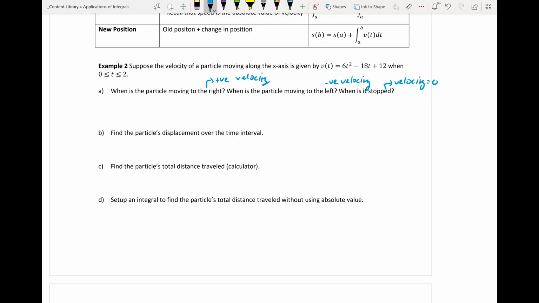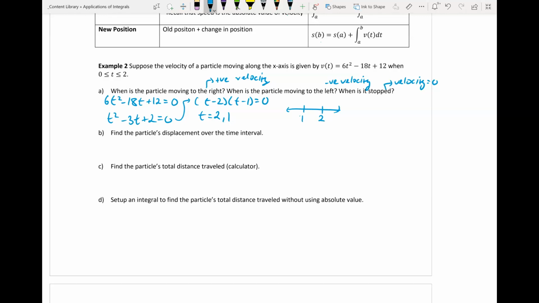So I'm going to go ahead and set this velocity equation equal to 0 so that I can solve for t. I'm going to divide both sides by 6. So when I do that, I get t squared minus 3t plus 2. Now I'm going to factor this, which is t minus 2 times t minus 1. So that means our points of interest are 2 and 1. I'm going to draw a sign diagram so I know exactly what intervals the velocity is positive or negative.